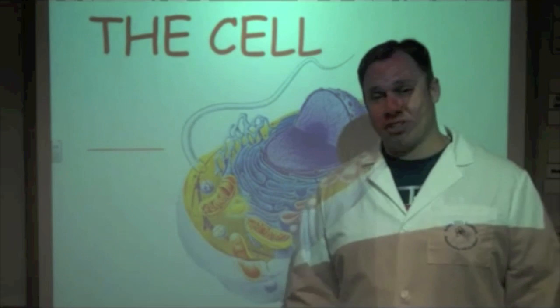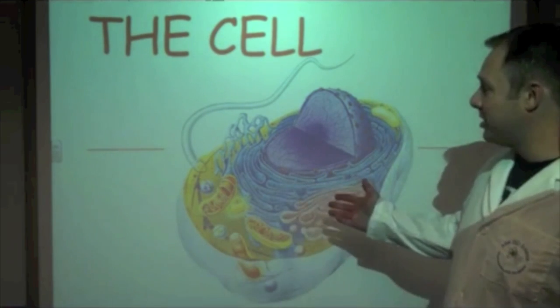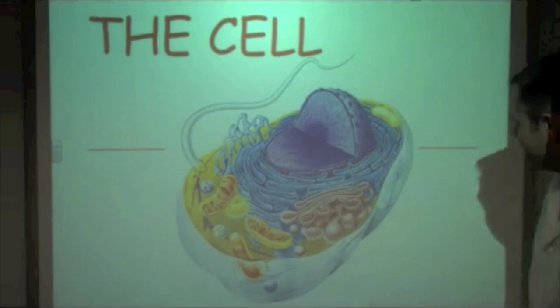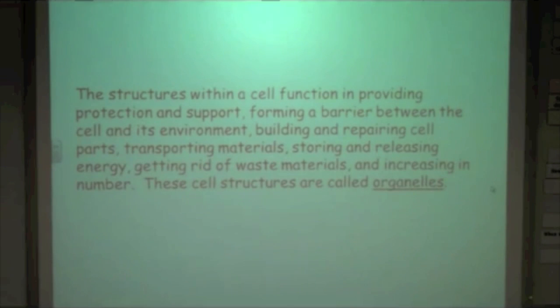So that allows us to start talking about today's lesson, which is about the cell and the different parts of the cell. The structures within a cell function in providing protection and support, forming a barrier between the cell and its environment, building and repairing the cell parts, transporting materials, storing and releasing energy, getting rid of waste materials, and increasing in number. These cell structures are called organelles. We're going to be focusing in on all of the different little parts of the cell, all the organs of the cell. These little tiny organs are called organelles.